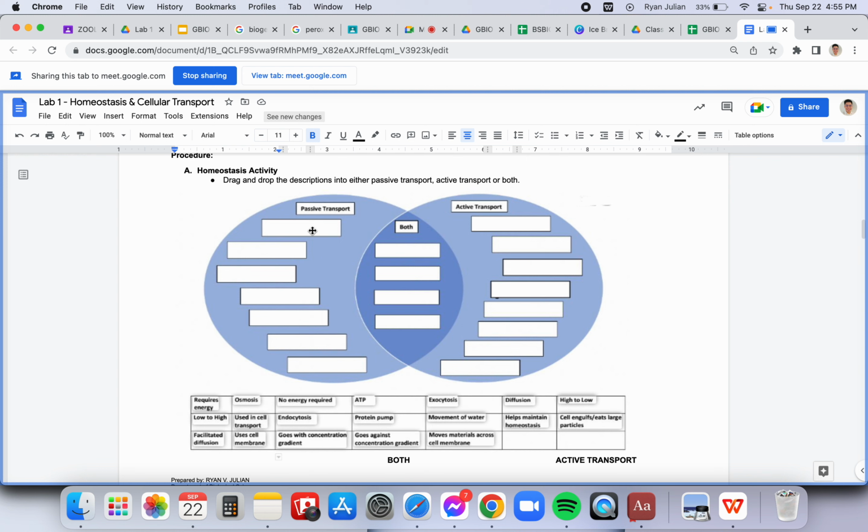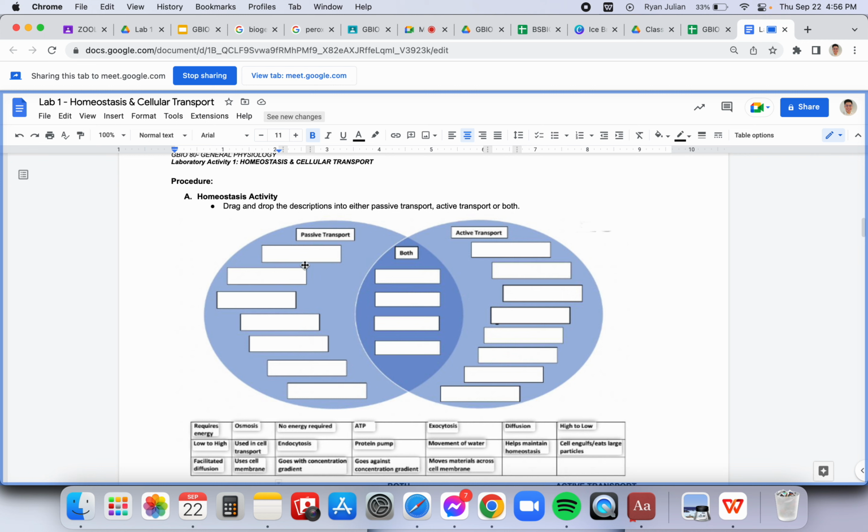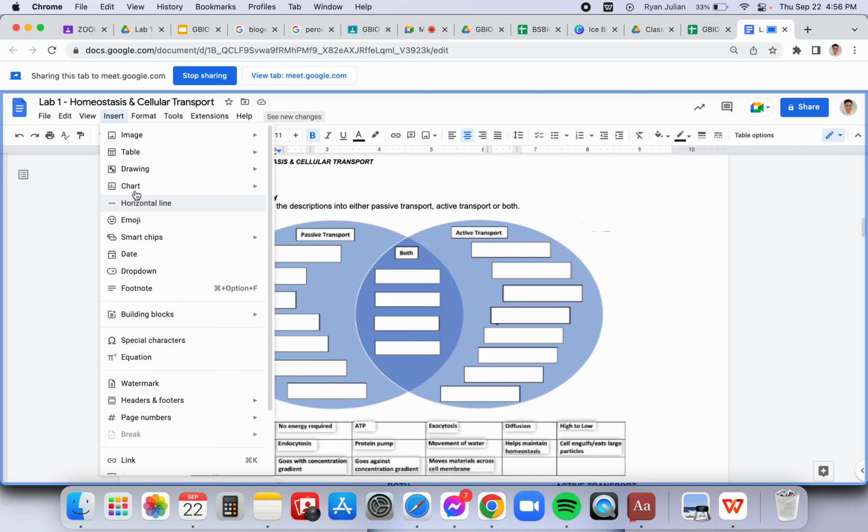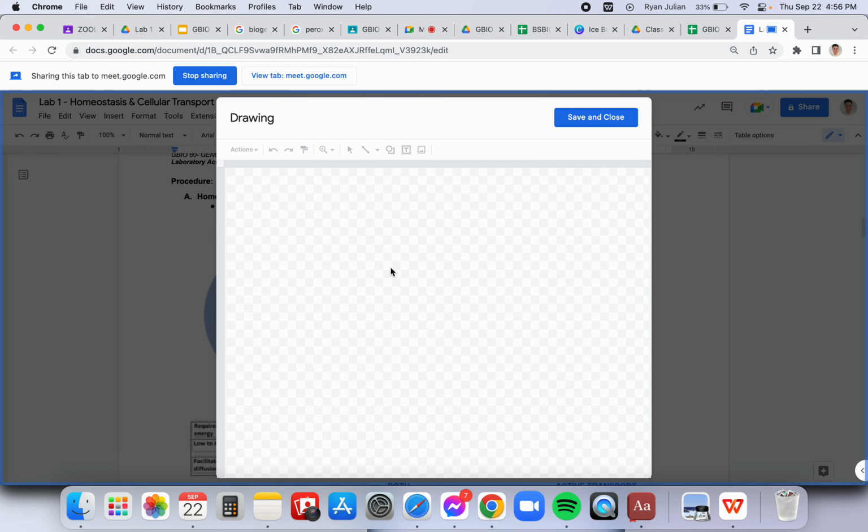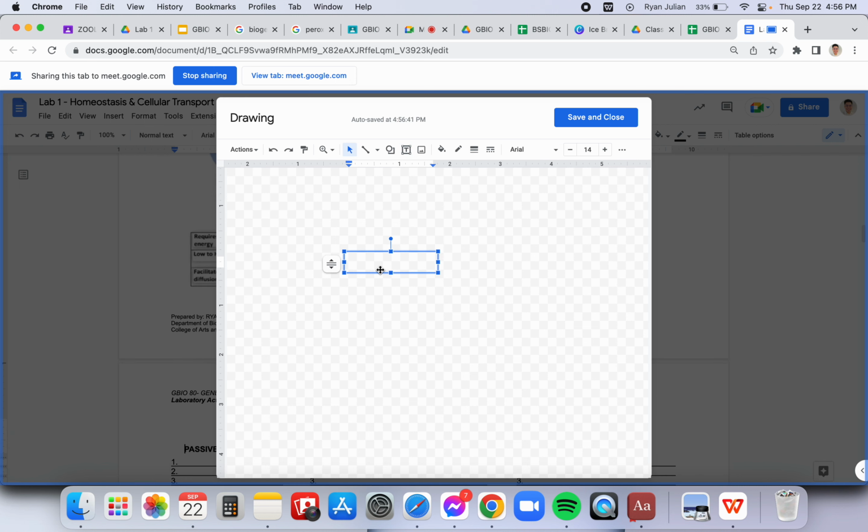So class, what I can suggest is to use Google Docs so you can draw a square and place your answer. For this particular activity, to put your answer here, go to the insert button and click on the drawing, which is right over here, new. It's the plus sign or icon. Once you clicked it, draw a box here. Actually, it's a text box that I'm referring to. Even if it's small, as long as it fits the box in the diagram. For example, write your answer, osmosis.